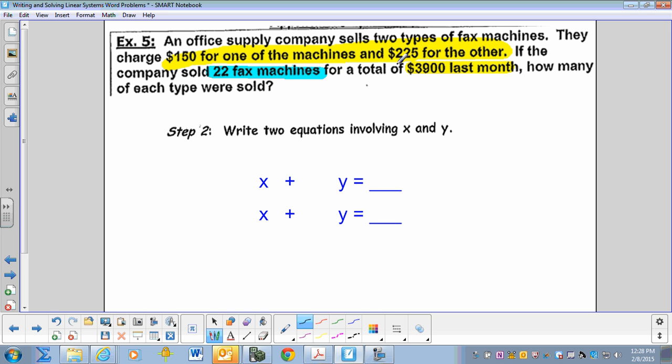So all these deal with money. So we know that $150 times x amount of fax machines plus $225 times y amount of fax machines equals $3,900 in sales last month. So we're going to write all those numbers in one equation. We also have this 22 fax machines were sold. So we know that the number of x machines plus the number of y machines was 22. So now we've written our linear system.